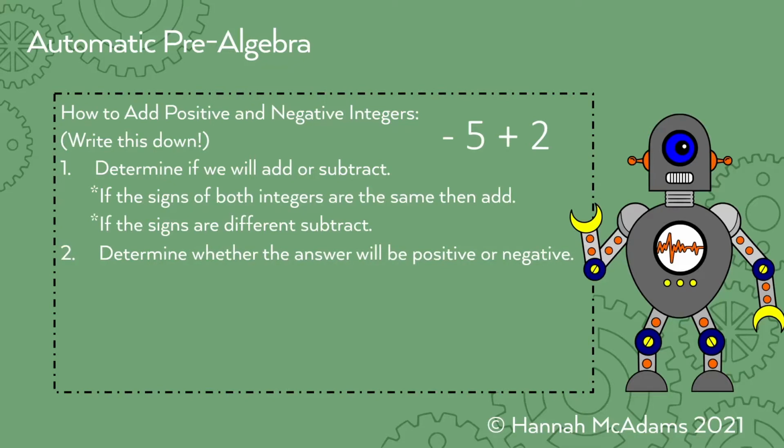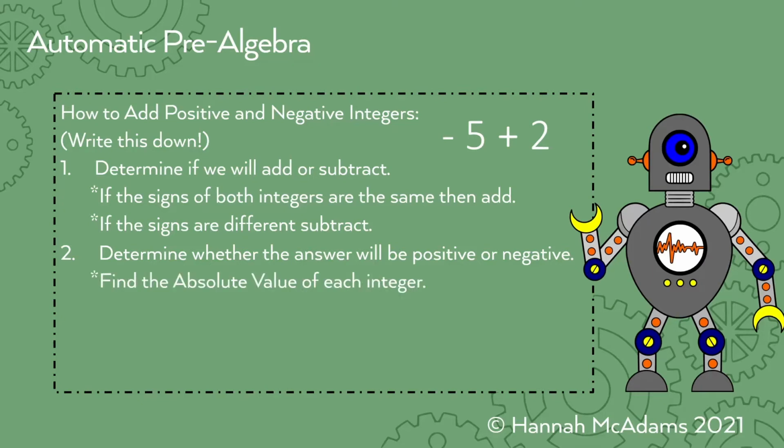Determine whether the answer will be positive or negative. So that has to do with absolute value, right? So can you tell me how to do that? Negative 5 plus positive 2. So we're just determining whether it's going to be positive or negative. It's going to be negative. And why is it going to be negative? Because negative 5 is the larger number. Well, negative 5 has the greater absolute value. It's farther away from 0. But the other way that I said it makes way more sense.